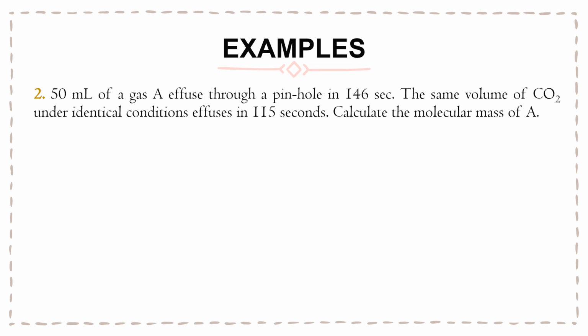Let's have another example. Try to solve this, and then you can check your answer. We have a given T1 equal to 146 seconds, T2 115 seconds, and the molecular weight for gas 2 is 44 grams per mole. That is carbon dioxide, so you already know how to get the molecular weight of that. And we are asked to calculate the molecular mass of A.